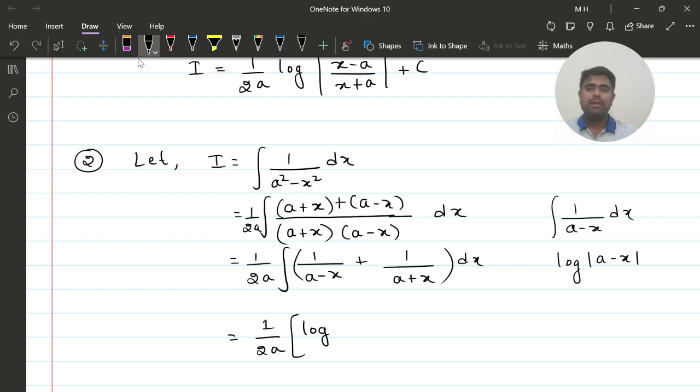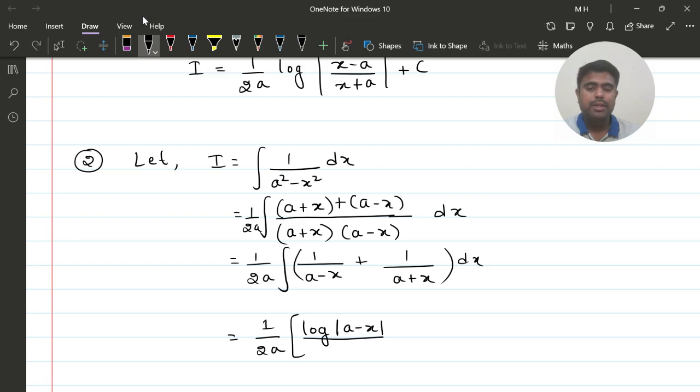But what is the derivative of a minus x? The derivative of a is 0, minus the derivative of x is 1. 0 minus 1 is what? Minus 1. So you'll have to divide it by minus 1, right? So when divided by minus 1, the log that comes will get converted into the negative log, right? If we forget to write that negative log, our entire integral will go wrong. So what I will do is this will be log mod a minus x. The derivative of a minus x is minus 1, so I will divide it by minus 1.